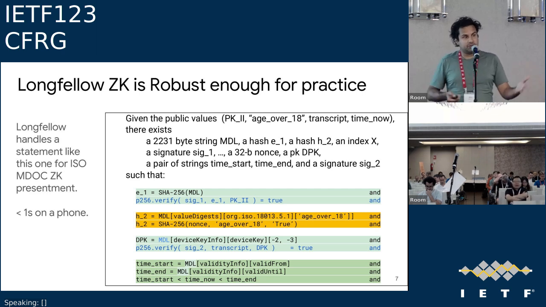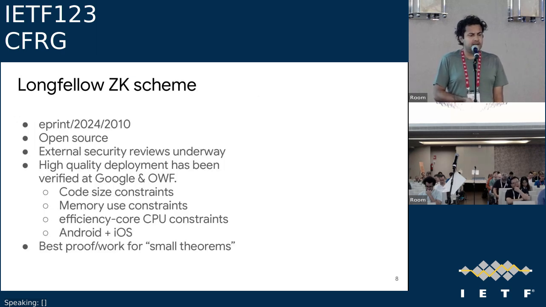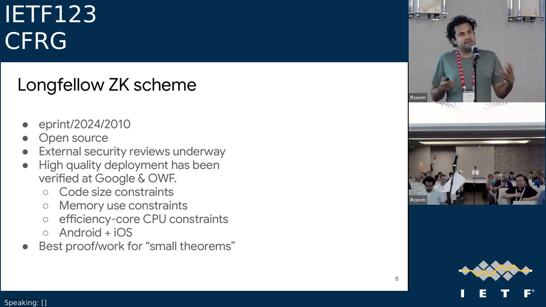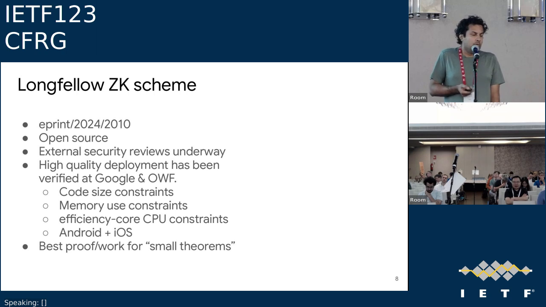And the zero-knowledge proof is efficient enough to run on modern phones in a timely way. Our scheme has an academic paper, it's open source, and there are some external security reviews for the parameter selections. The high quality deployment has also been verified in the sense that this is a scheme for which real code exists. There's some basic consensus, so it's not work in vain. And we conjecture that this is the best type of recipe that balances proof size versus work for small theorems, for different settings of small there.